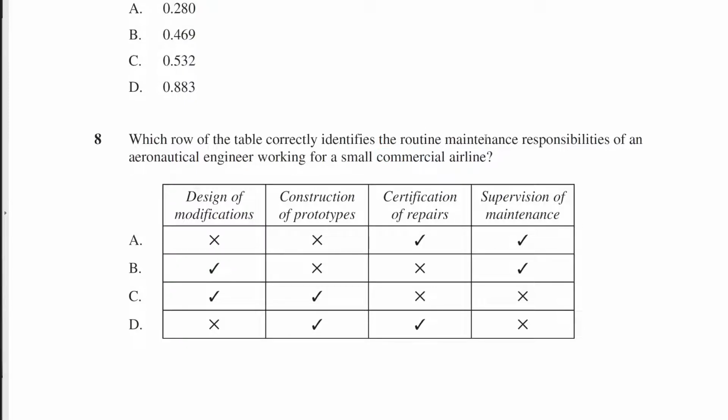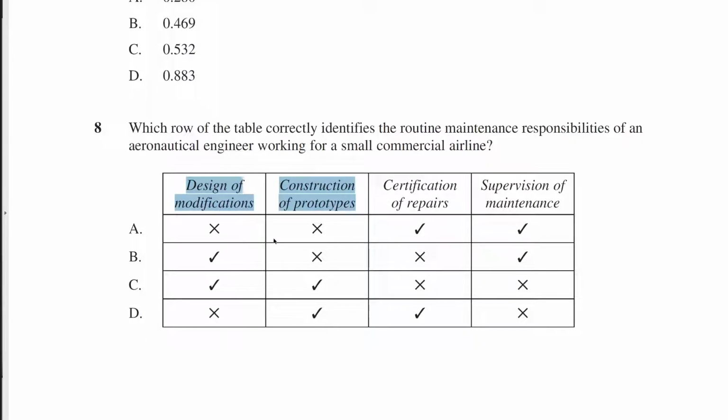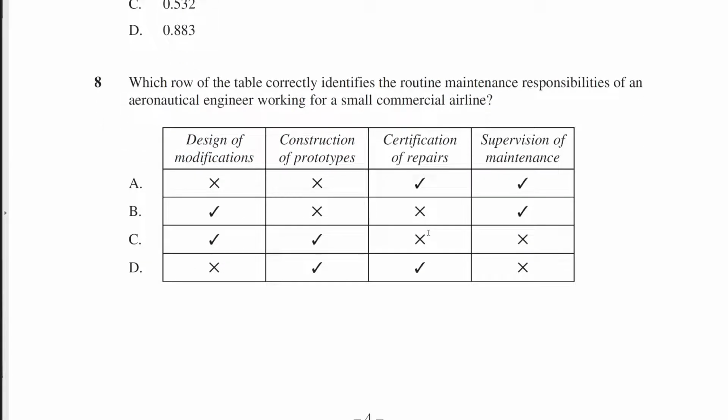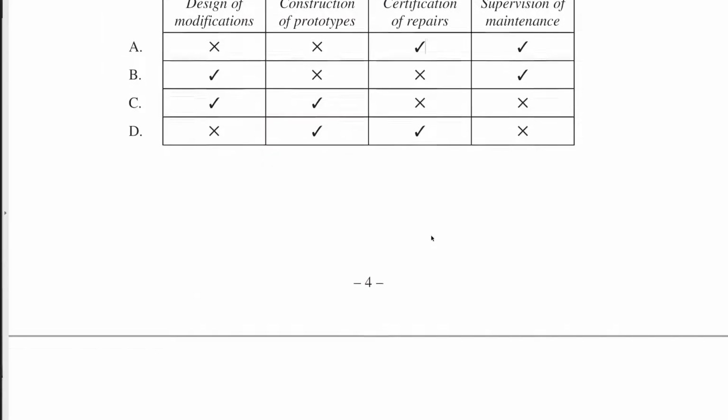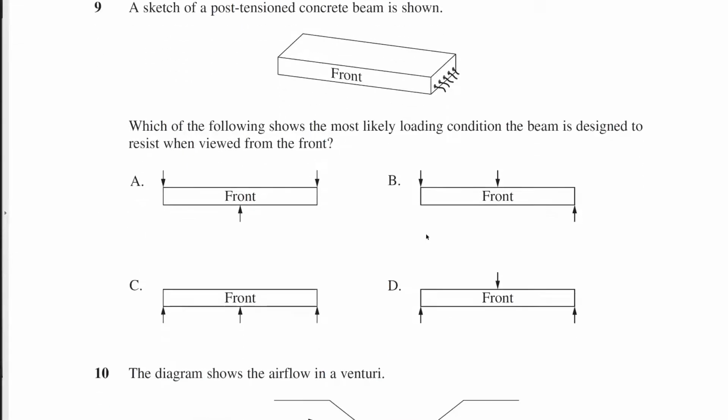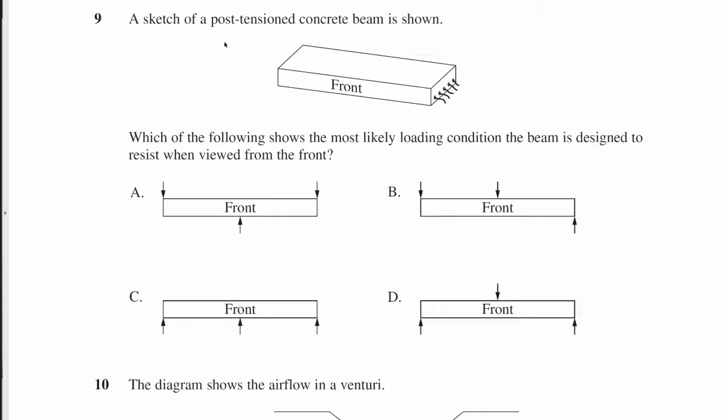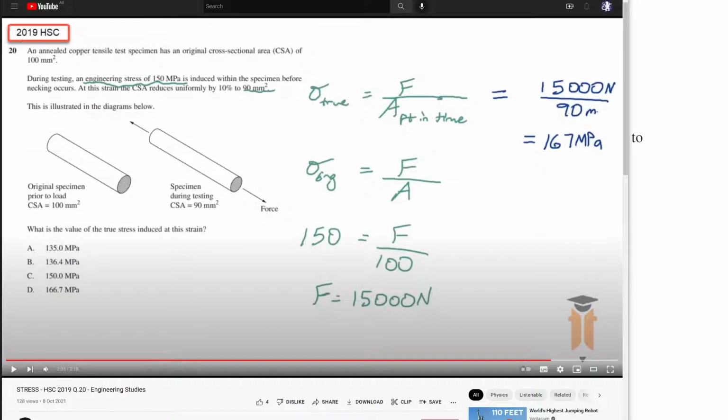So we're not talking about the design of, or working for, an aircraft manufacturer. The first two columns relate to manufacture rather than maintenance, so that rules them out and means A is the correct answer. Okay, 9, we have a beam shown, a post-tension beam showing steel in the bottom. Now, I did have a picture, but maybe it's in this one.